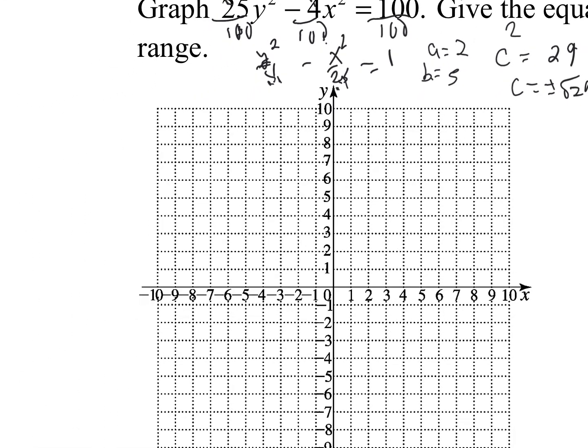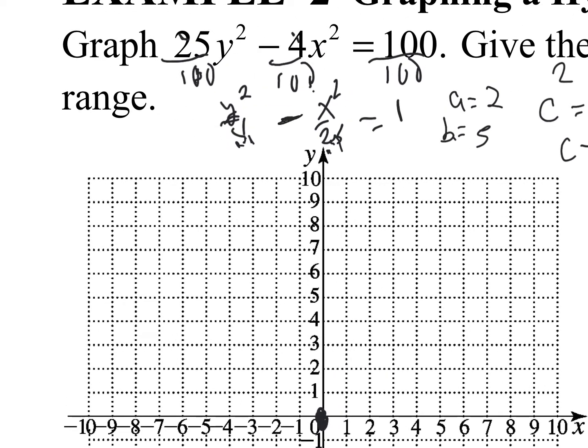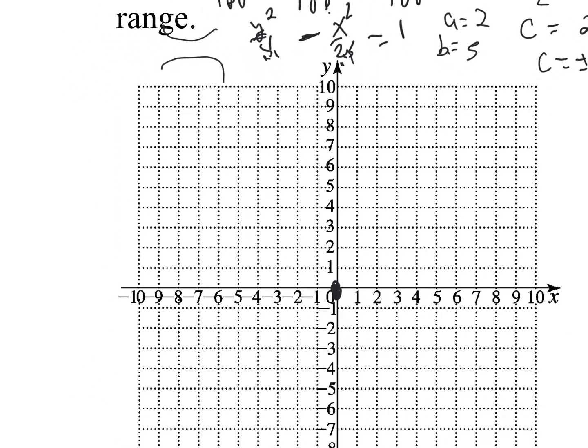I'm not moving this hyperbola. The center is still 0, 0. But I will notice that the x has the negative. So this is going to be what I would call a horizontal, only because the thing opens up and down. So I call that horizontal. I don't know if that's ever been called that in a book. I can't remember.